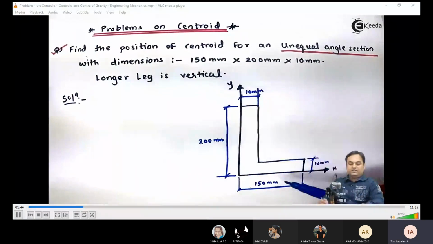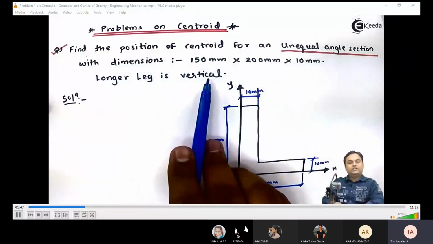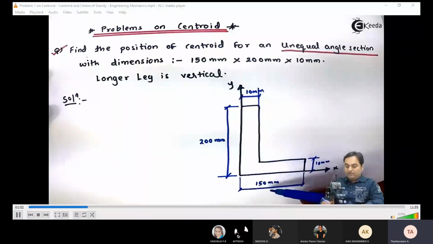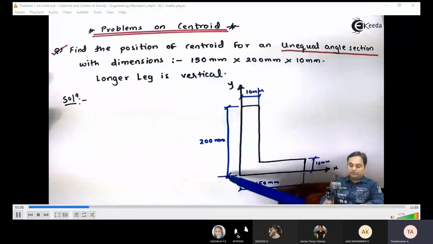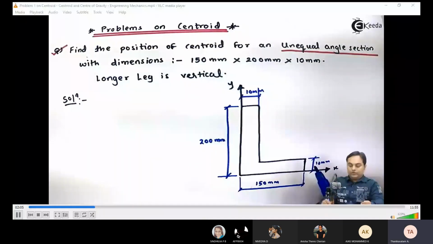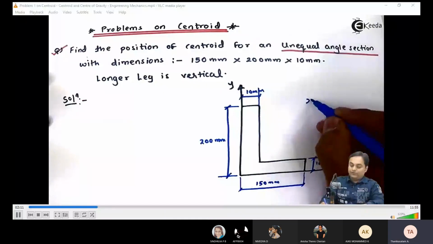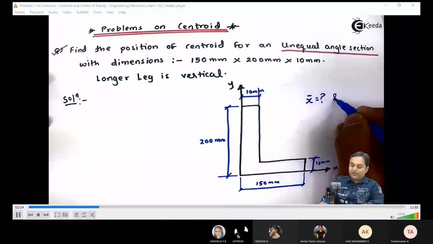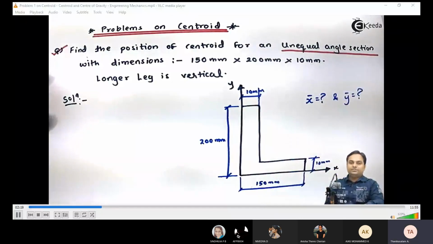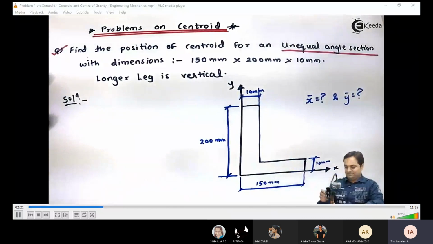Now, this is the angle section given. Here we are saying longer leg is vertical. So if we see for an angle section, we have 150 mm leg and 200 mm. So out of this 200 mm is the vertical leg. Because it is the longer leg, we have to keep it as vertical. For this angle section, which is unequal, we have to locate the centroid. That is, the question is find the position of centroid. So for the position of centroid, we have to calculate what is x bar and what is y bar. So these are the questions. Now let us try to solve this.